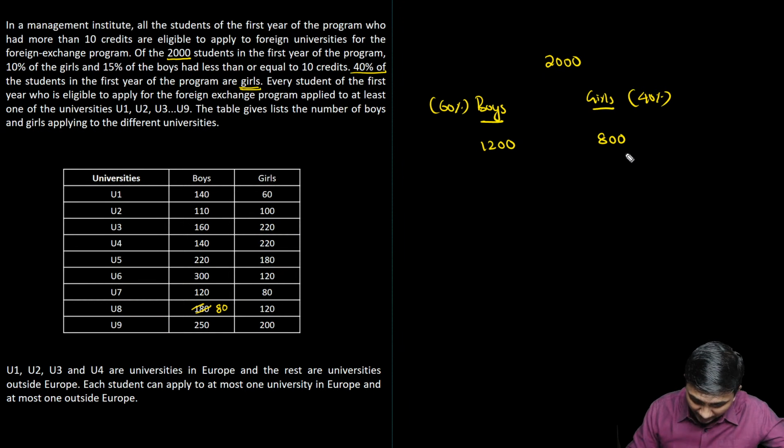But it is also given that only the ones who had more than 10 credits are eligible to apply, right? And it is also given how many of them will not be eligible here. 10% of the girls and 15% of the boys had less than or equal to 10 credits. So those people will not be eligible.